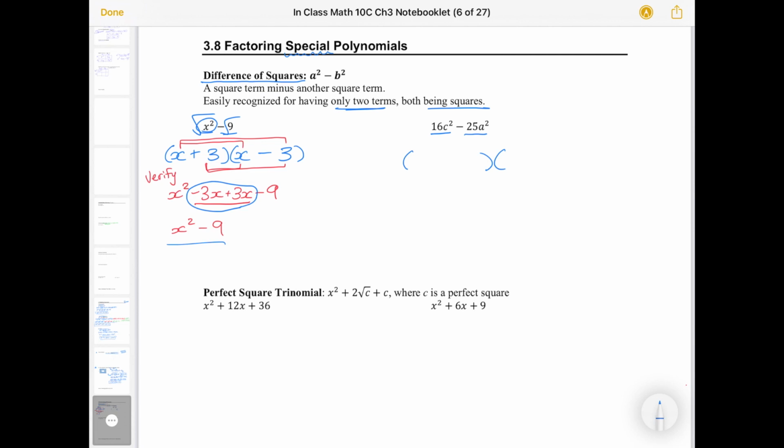So this one here, let's just do it. The square root of 16c squared. Well, the square root of 16 is 4, and the square root of c squared is just c. And then the square root of 25 is 5, and the square root of a squared is a. So 4c plus 5a and 4c minus 5a. And that's it. That's how we do a difference of squares factoring. We just need to identify it and remember our rule, which is the square root of each term, and then one we add, one we subtract.